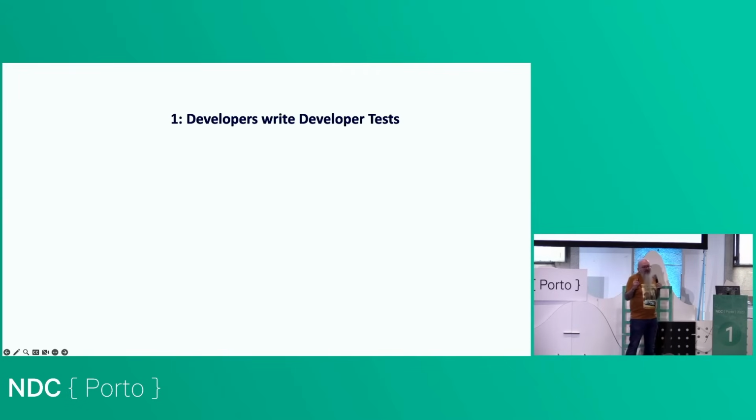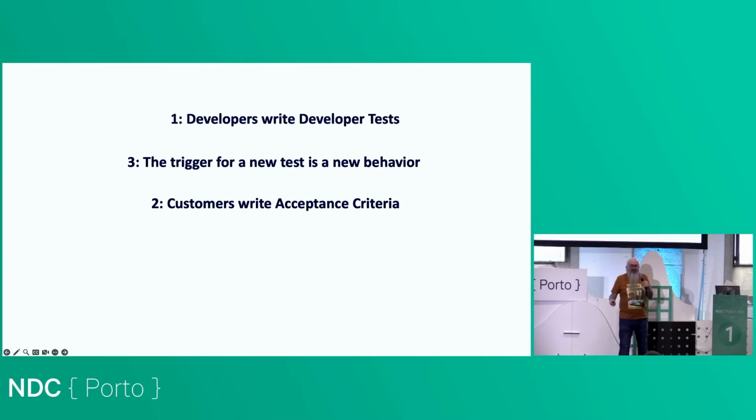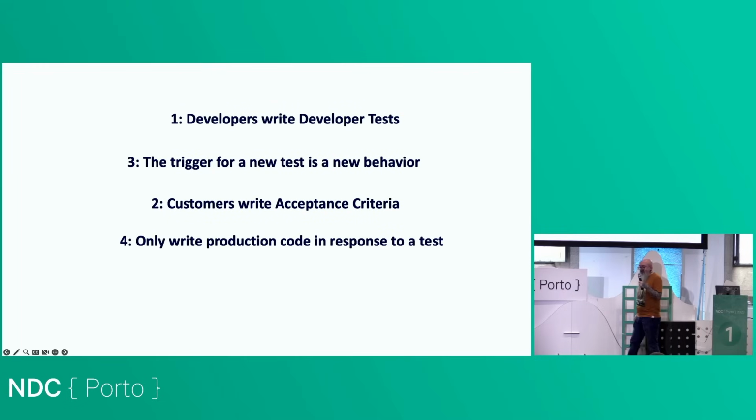So developers write developer or programmer tests, right? Tests that are exploring the behaviors of the system. A trigger for a new test is a new behavior, the smallest increment you can think to getting that behavior under control. Customers write acceptance criteria, right? Your product owner or someone should be telling you what success looks like, and you put that into your developer tests.